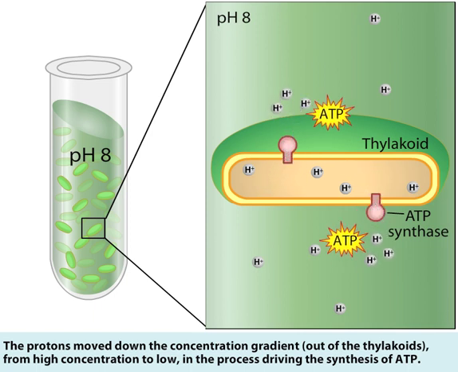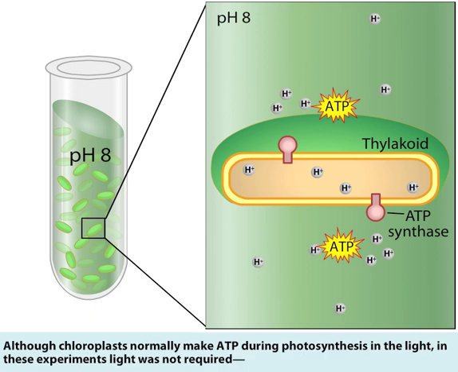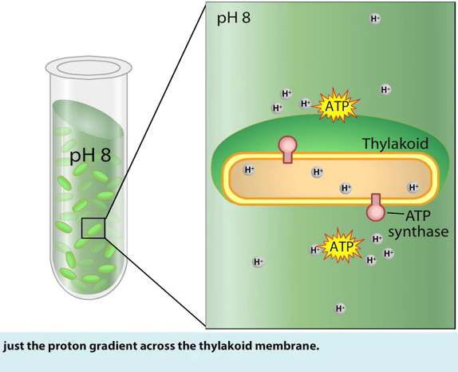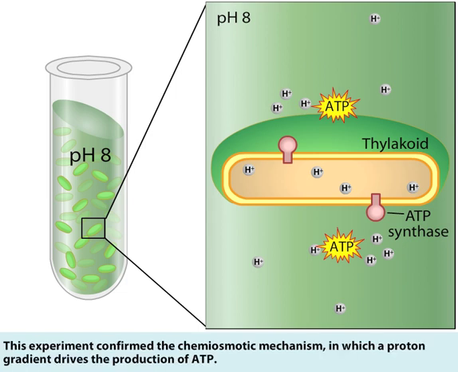the synthesis of ATP. Although chloroplasts normally make ATP during photosynthesis in the light, in these experiments light was not required, just the proton gradient across the thylakoid membrane. This experiment confirmed the chemiosmotic mechanism, in which a proton gradient drives the production of ATP.